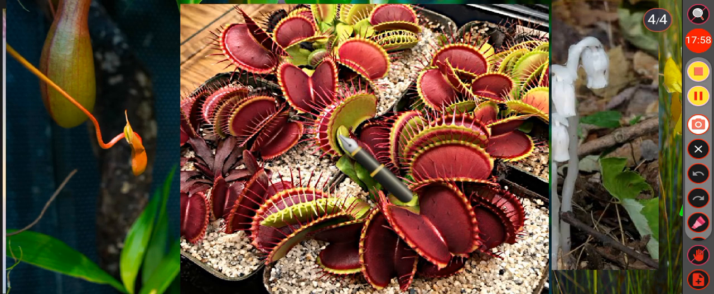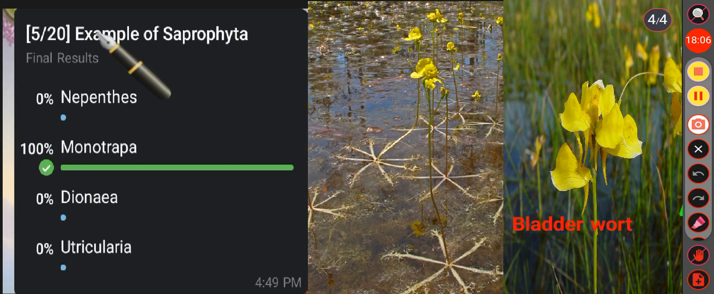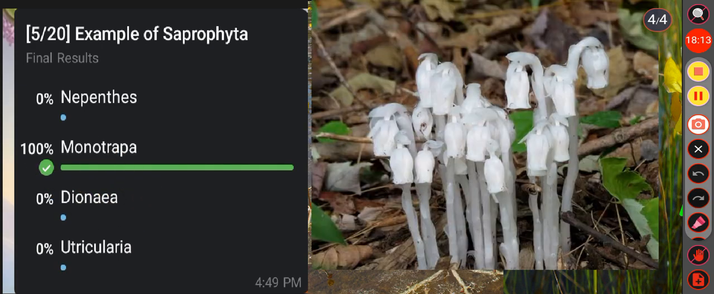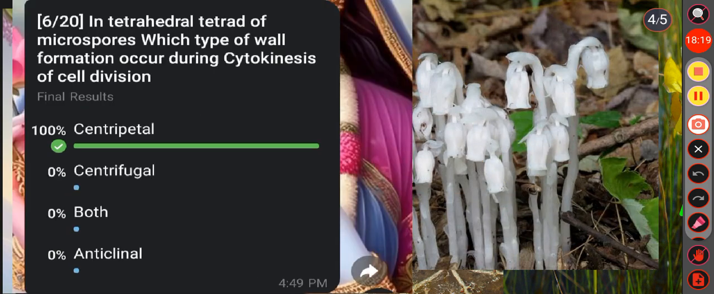Then the third option, that is Dionaea. This is Dionaea. The common name of Dionaea is Venus flytrap. It is also a carnivorous plant. But here the question is which is a saprophyte. So option B is the correct answer, that is Monotropa. Right? This is the picture of Monotropa, which is a saprophytic plant. Then see the next question.